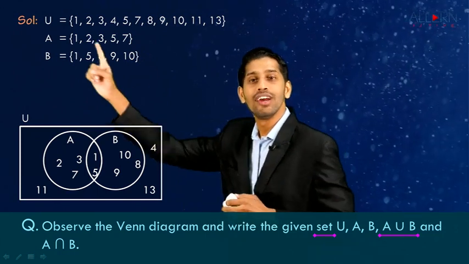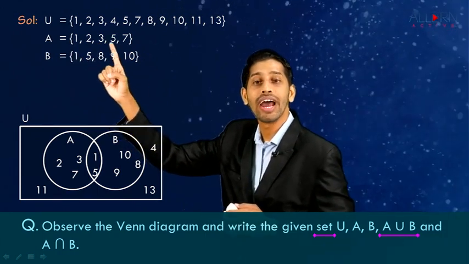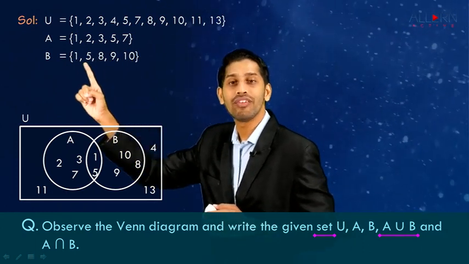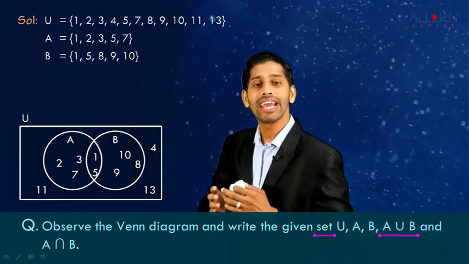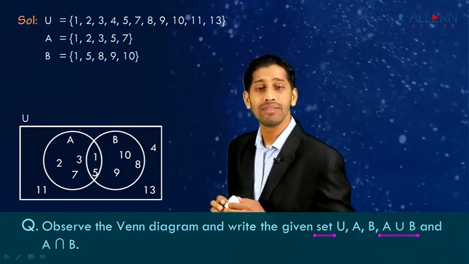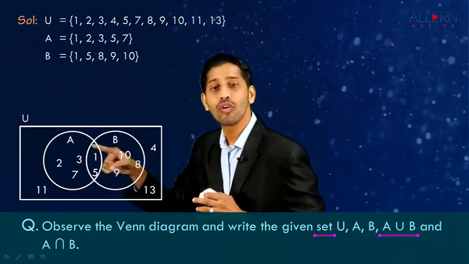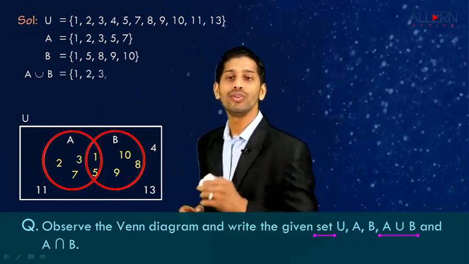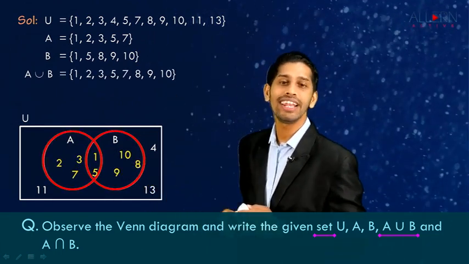So we can write 1, 2, 3, 5, 7. Then we will write 8, 9, 10. We will not write 1, 5 again. Or we can write A union B from the Venn diagram. That means we need to write all the elements of these two circles. So we write A union B as 1, 2, 3, 5, 7, 8, 9, 10.